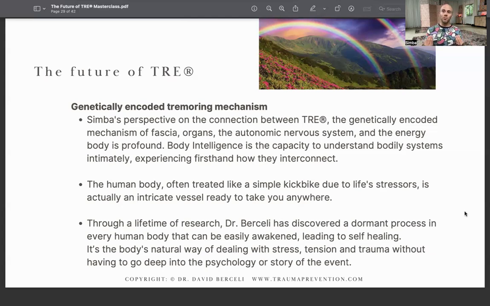And it's really a dormant process that we activate when we practice TRE that has the potential to heal you from anything, and to not just heal you, but continue to develop and lead you forward and allow you to grow in many areas, in many directions. And it's really limitless.